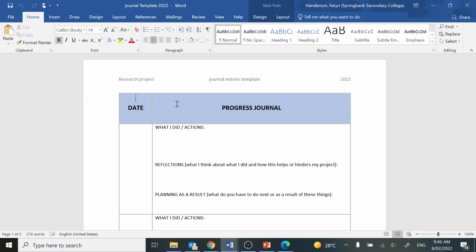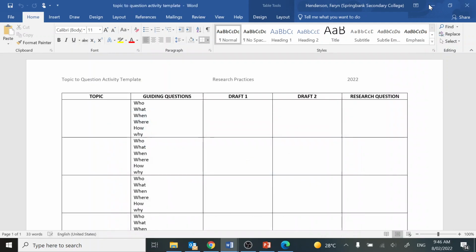And I want you to talk about all of those things. So what did you do? What are the actions that you completed? You're going to talk about all the thought process behind your questions. Do you have any reflections on this? What do you think could be pros and cons of doing that particular topic? Are there any concerns about ethics or access to information? And then what is the planning as a result? So what do you have to do next as a result of these things? For most of you, the planning as a result is that you now need to do research. It does not have to be long. I'm not expecting this to be long.